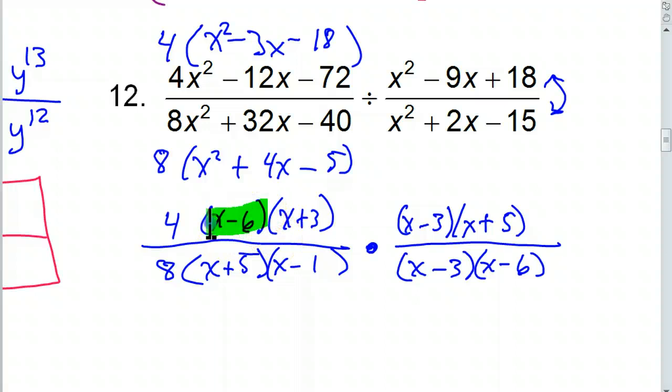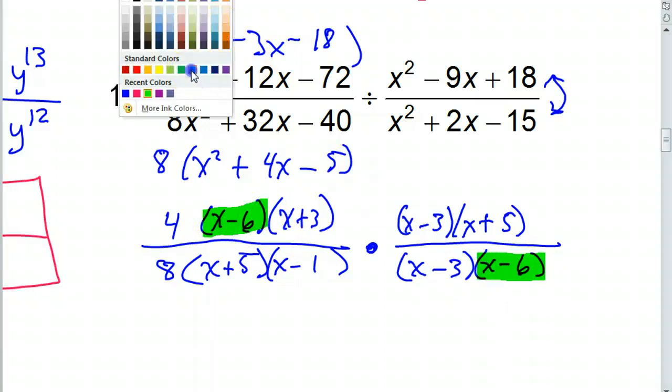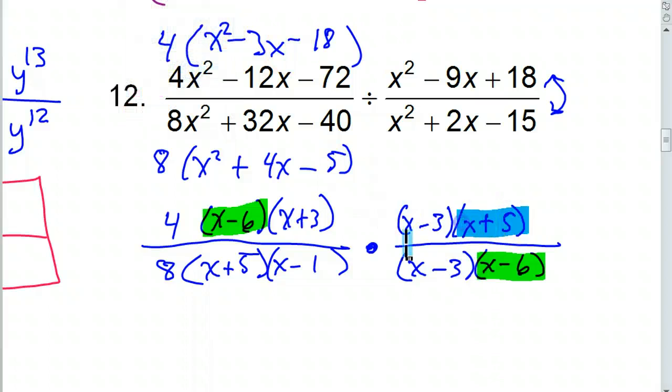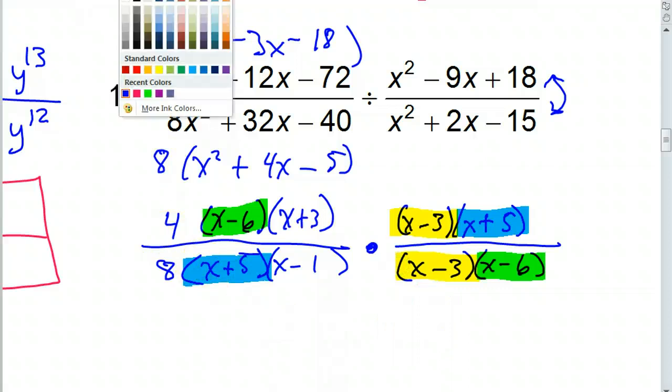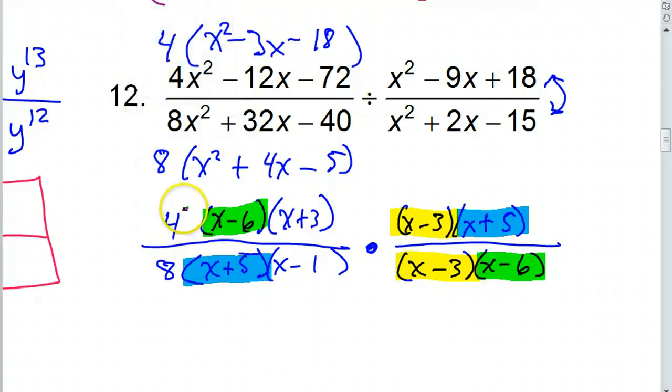So x minus 6 and the x minus 6 are going to cancel out. X plus 5 and the x plus 5 is going to cancel out. X minus 3 and the x minus 3 are going to cancel out. Okay? And then we'll deal with the 4. We're going to divide both of these by 4. Divide by 4, divide by 4. So that's going to become a 2.